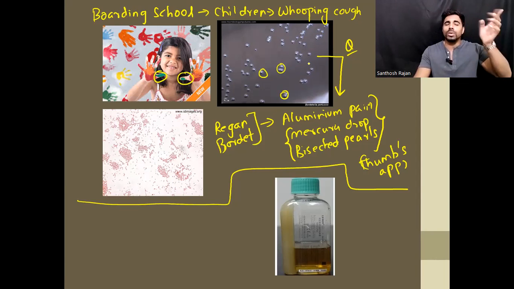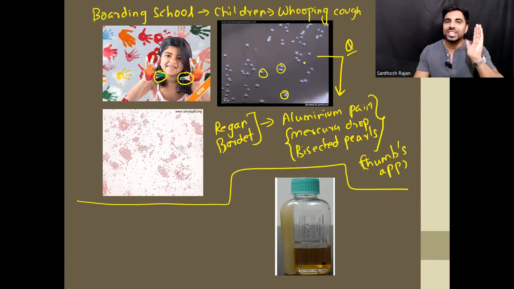So remember just one thing: who plays with bisected pearl or mercury aluminium painting? It is the kids. Which kids? The kids in the boarding school. Boarding means Bordetella, boarding school. See how easy, you don't even have to use your brain. That's why I'm saying micro is a chocolate, delicious subject, you know. It's a delicious culture medias we have.